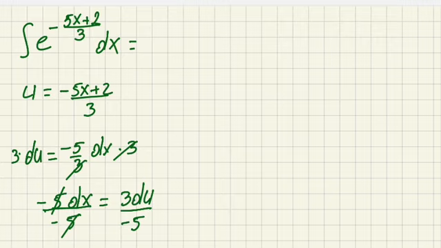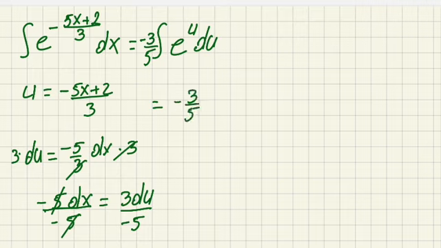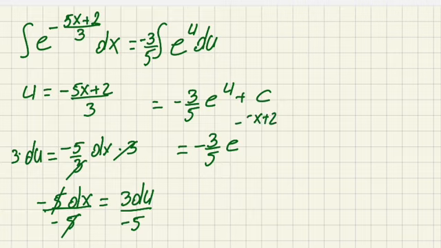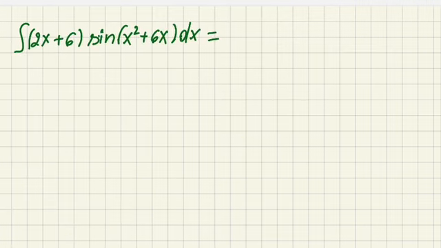For this reason, this integral would be equal to the integral of e to the power of u times dx. For us, it's minus 3 over 5 du. For this reason, we can write it as minus 3 over 5 e to the power of u plus constant. For this reason, our integral would be minus 3 over 5 e to the power of u. For us, it was minus 5x plus 2 over 3 plus constant.